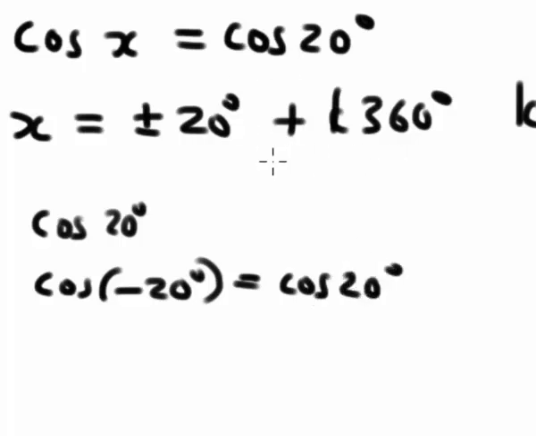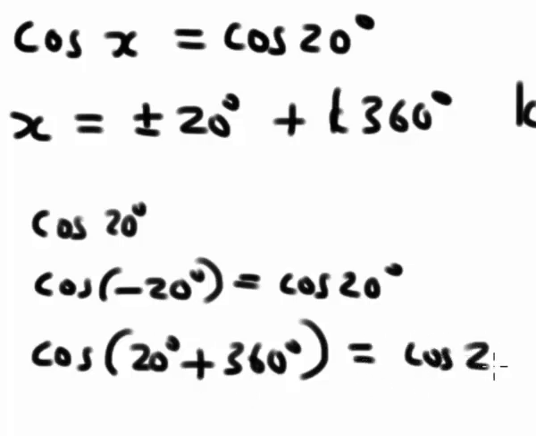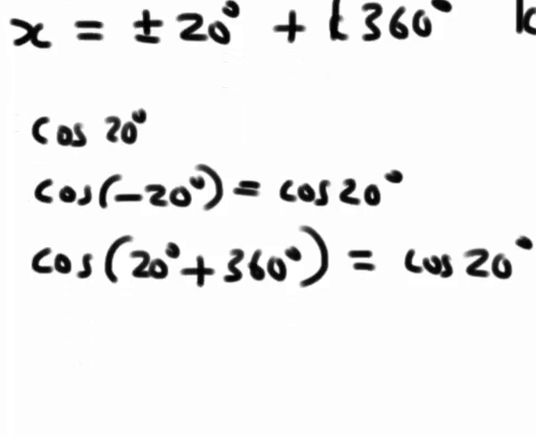If you go bigger than 360, so what would that be? It's 20 plus 360. Well, once again, if you simply subtract the 360, you get cos 20. So these work, and so these rules that I've given you are very, very important.